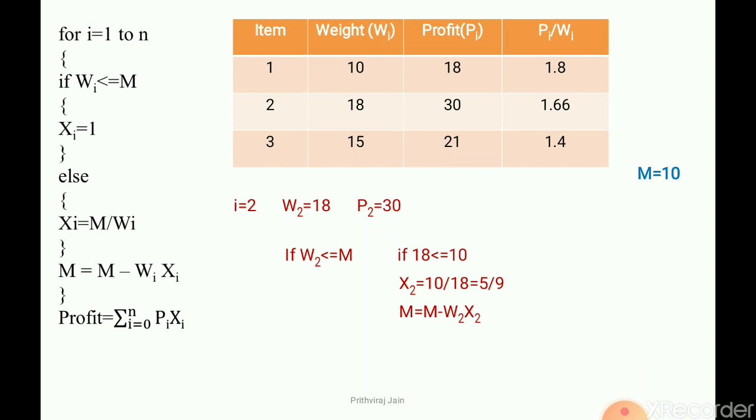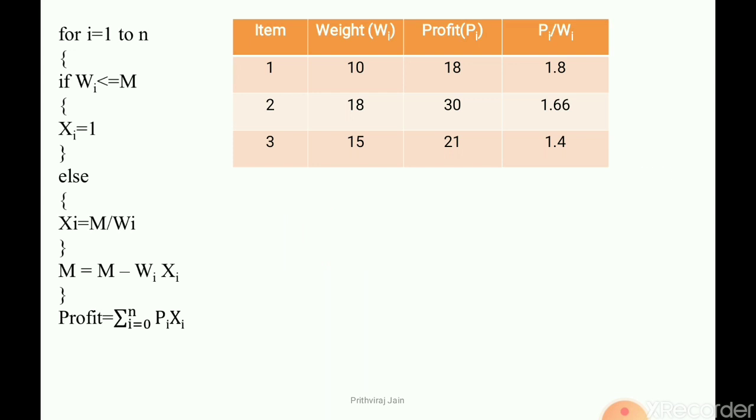And let us calculate the m value once again after adding the second item. m is equal to m minus W2 x2, which is equal to 10 minus 18 into 5 by 9, and if you simplify this you will get 10 minus 10, that is m is equal to 0. Now the capacity of the knapsack becomes equal to 0, and we'll go for the next iteration, that is I will choose the third item, I3.